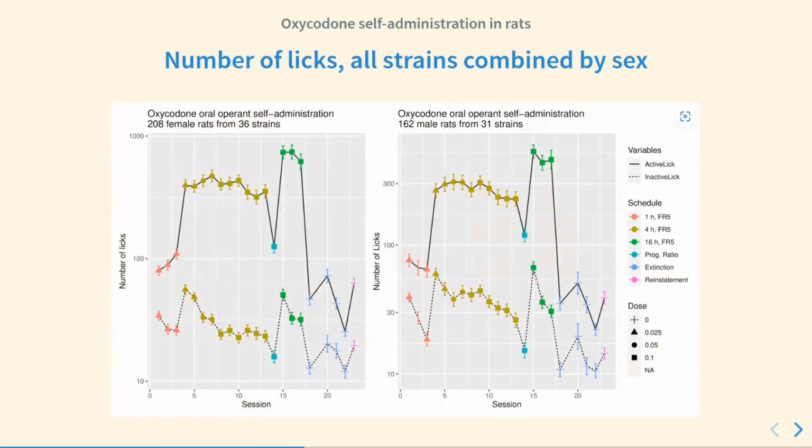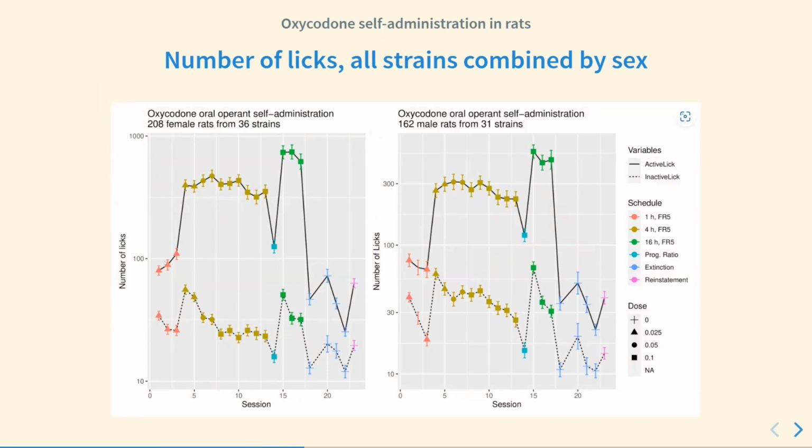And here are the data summarized. This is all our data so far. We have about 200 females across 36 strains and about 150 males from 31 strains. And of course, this is still ongoing. So on the left panel is female, on the right panel is male, and the top line is the number of licks on the active spout.